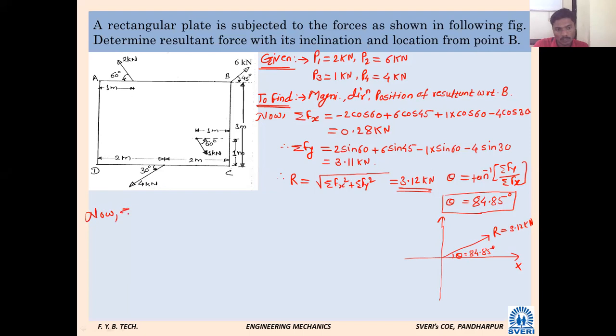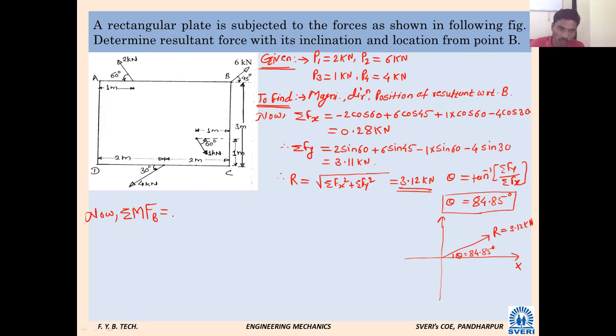Now, summation of moments due to all forces at point what? At point B. Now it is challenging. Why is it challenging? Because all the forces are inclined. Each and every force you have to consider now with its resolution.